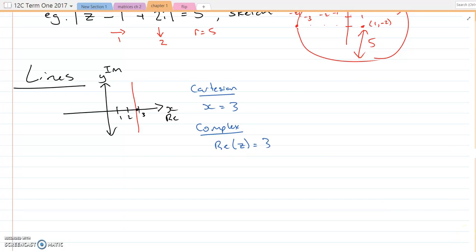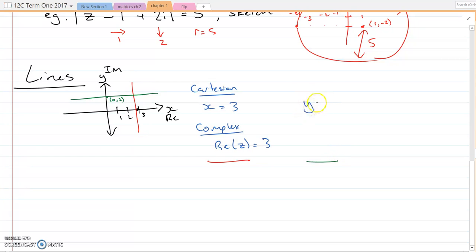And if we had another line of y, let's say this one went through 0, 2. Okay, so this green line, so this was the red line. Now we're going to do the green line. So Cartesian, that's y equals 2. So have a guess. What do you think it is? Imaginary of z equals 2. Very good.